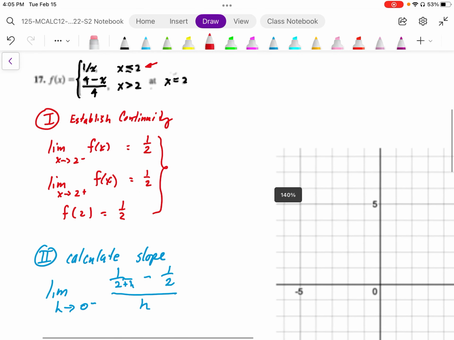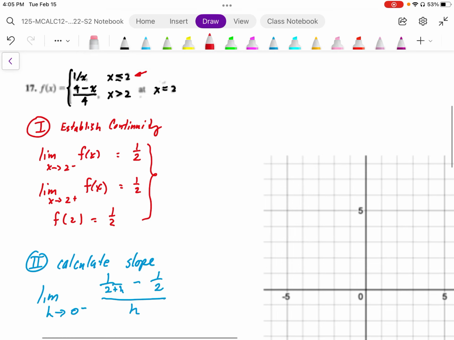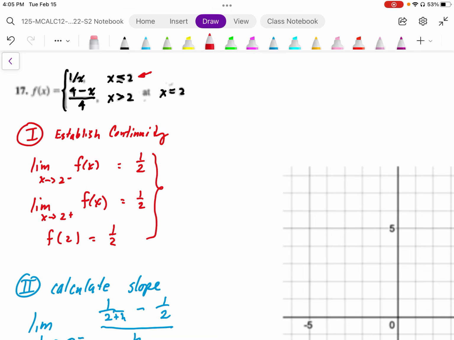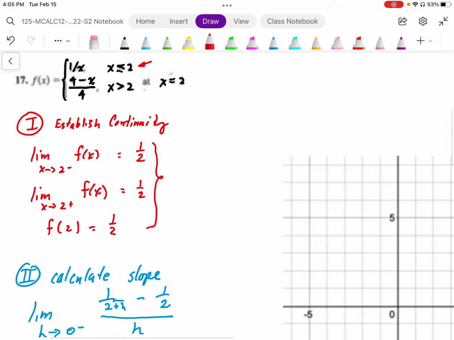The second part then is we want to calculate slope. And we want to see if the slope is the same from the left side as the right side. So what I'm going to do is use the slope ratio and let h go to 0, but I want to do it from the negative side of 0 for this section here. So I'm just going to highlight this. This is what I'm going to calculate first. So that is from the left side. So I have to approach 0 from the left side and let h approach 0.